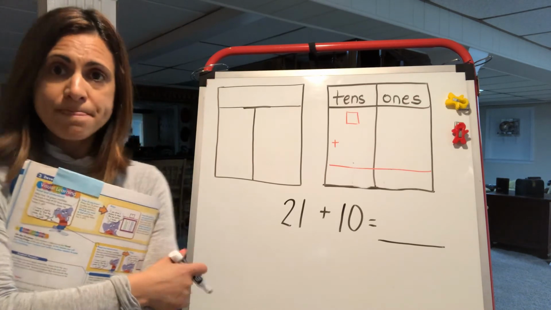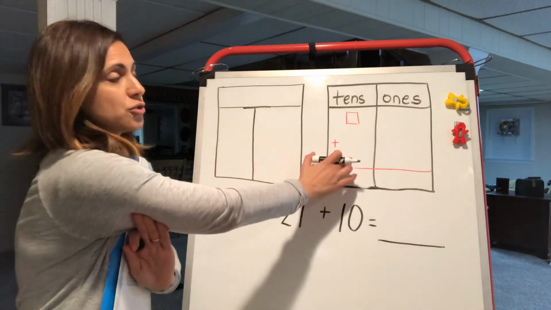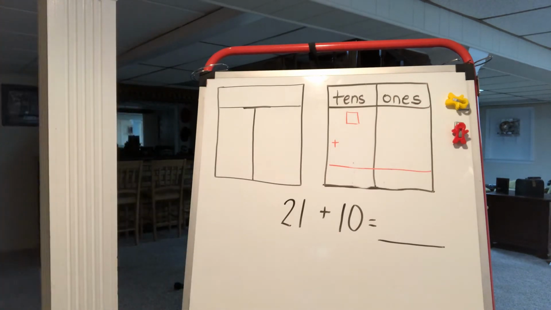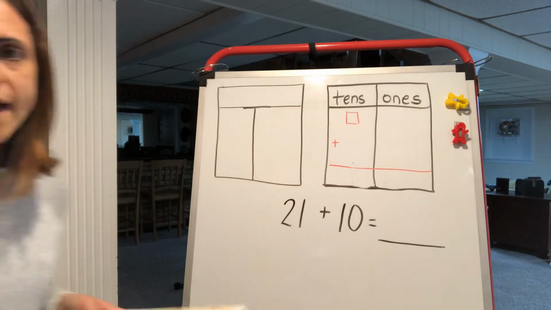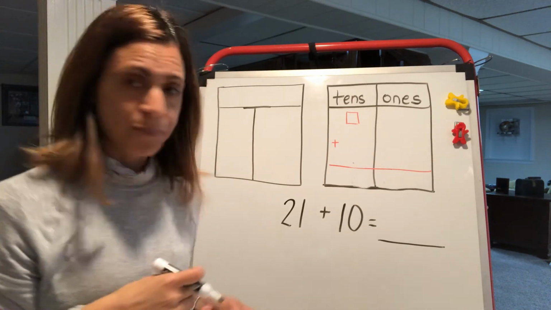I'm going to step away. Remember, draw your picture. Represent the two parts, 21 and 10. Draw it in the vertical chart. And then add your ones and then add your tens. Okay, if you need more time, just hit pause. If not, I'm going to walk through this with you.